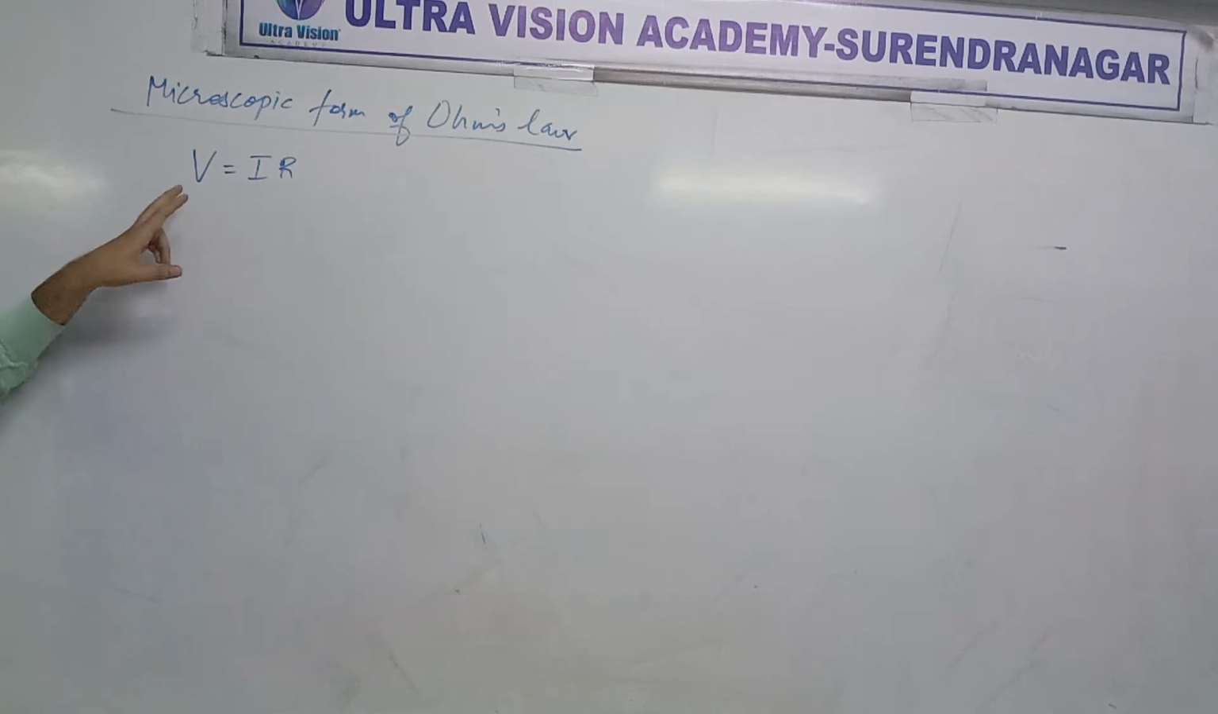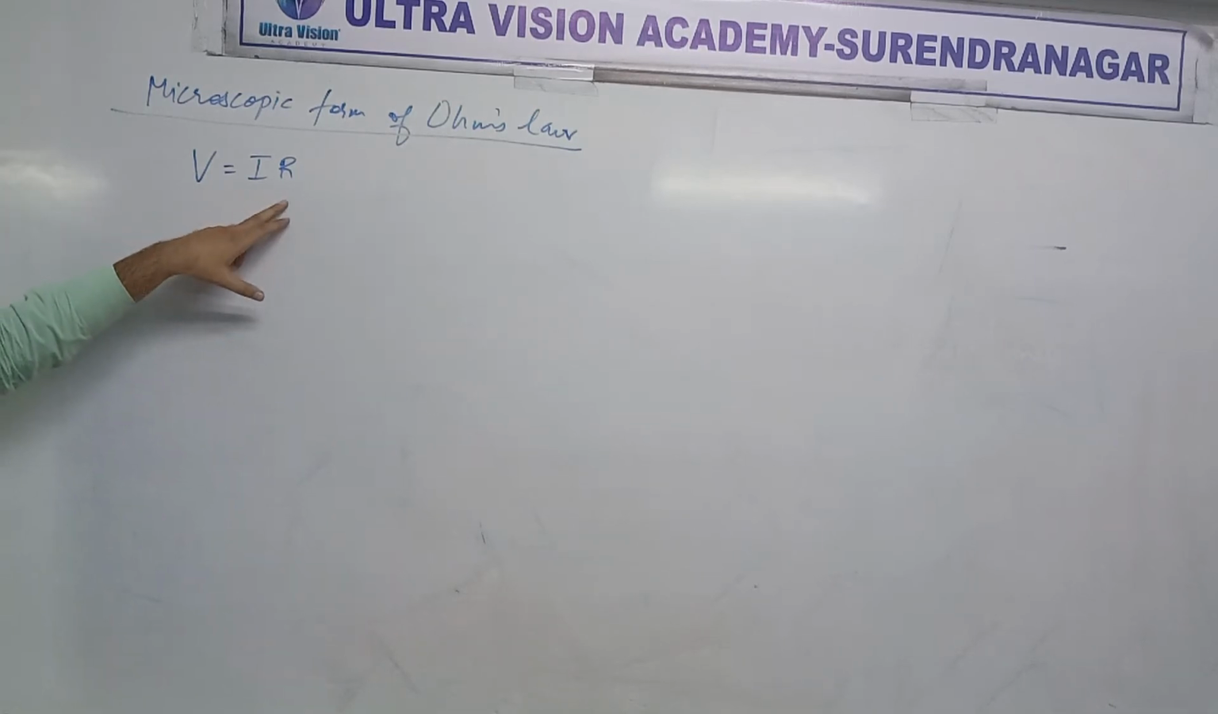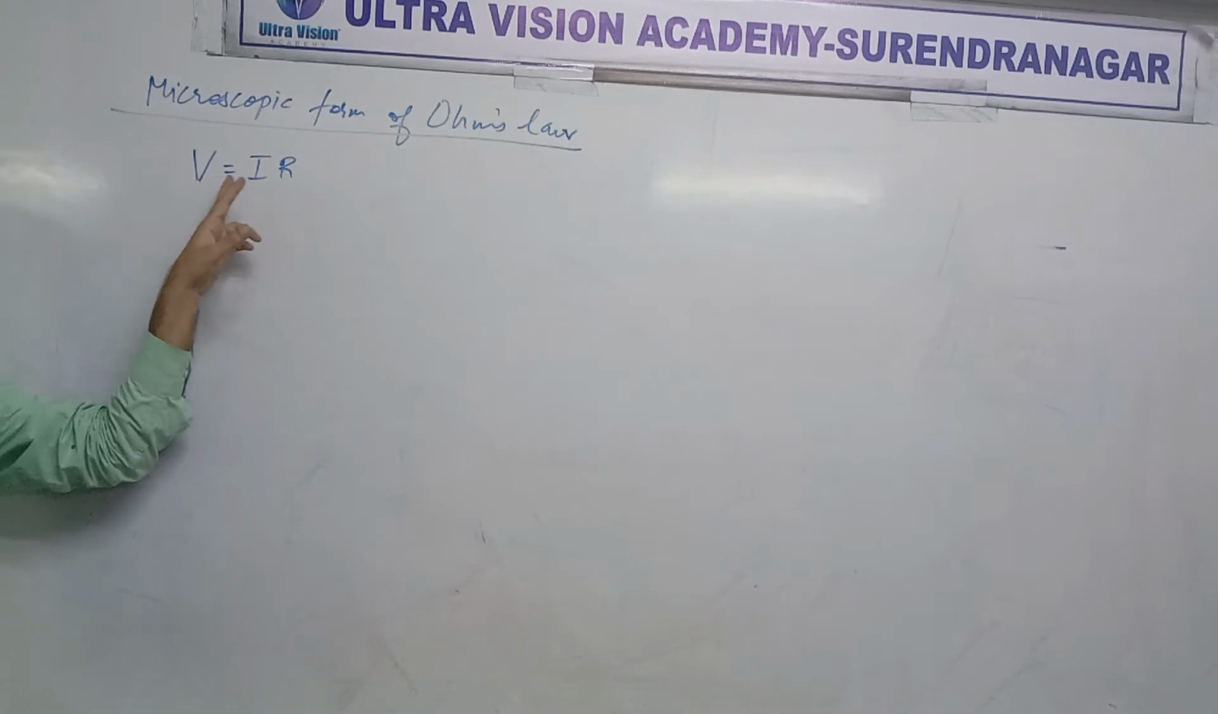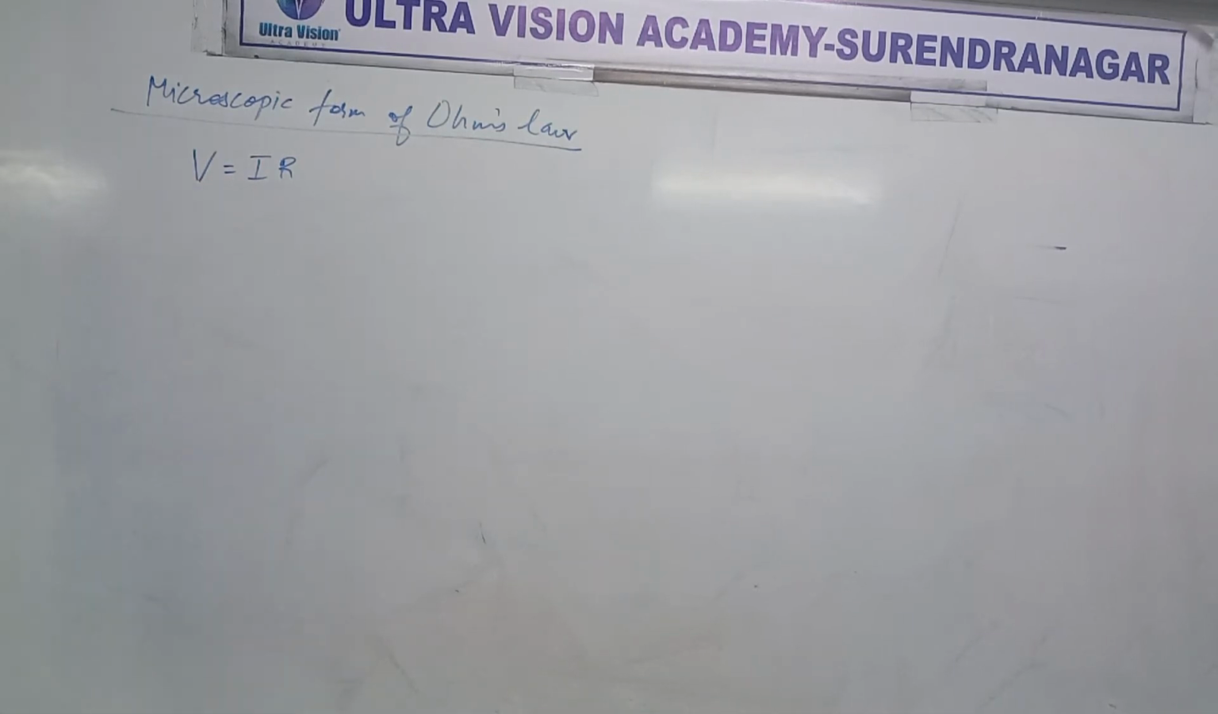Let's start. Here everything is measurable. What I mean is you can measure voltage, you can measure current from outside. We will convert this equation to a form where all the quantities cannot be measured directly. Basically this is like a reverse proof of Ohm's law.